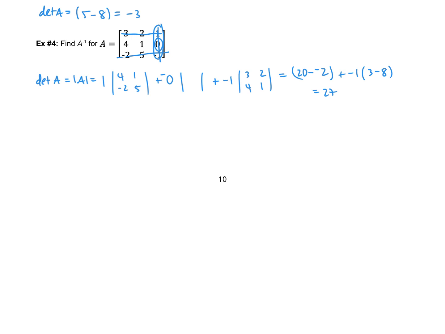Since I've already written a whole bunch on my figure, I'm going to do some erasing so that I have myself some more room.